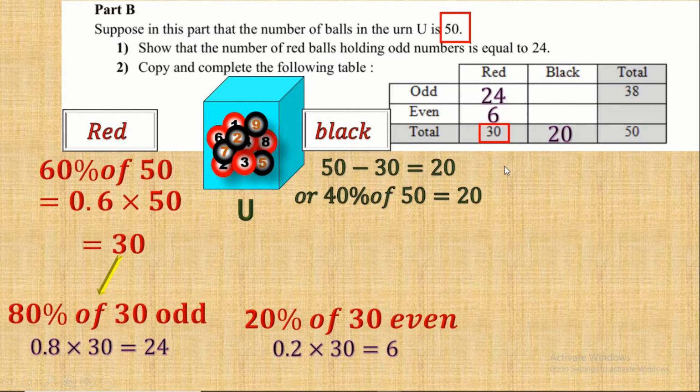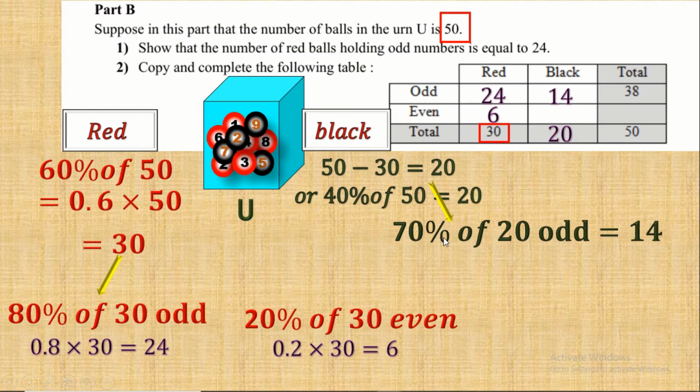Well, aren't 70% of the black balls carrying odd numbers? So they are 70% of 20. The number of black balls is 20. So 70% of 20 is equal to 0.7 times 20, which equals 14. 14 black balls carry odd numbers. The remaining from 14 to 20 are 6. They should carry even numbers, or we can say 30% of 20, which is equal to 6.